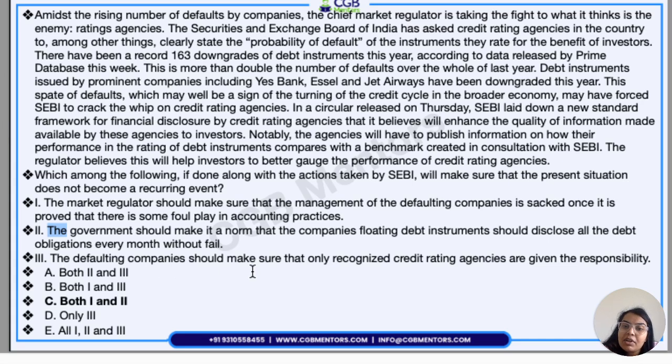The defaulting company should make sure that recognized agencies are given the responsibility. Now, if the defaulting companies make sure that only the agencies are given responsibility, it's like saying it's not our fault at all. This is absolutely wrong; it is not in line with SEBI. So here your answer is the first and the second one.